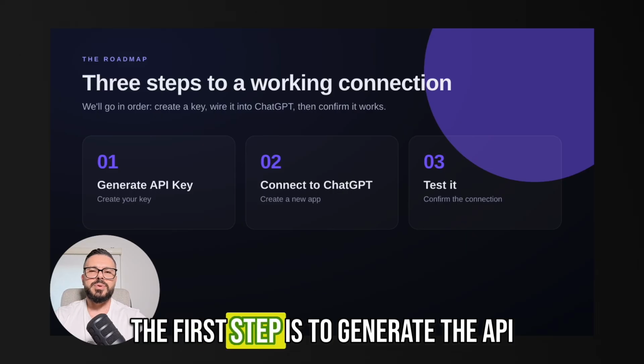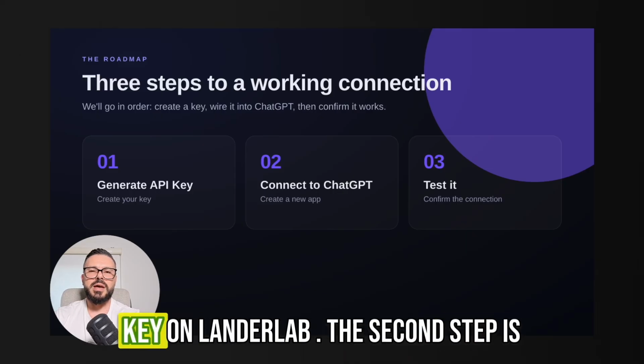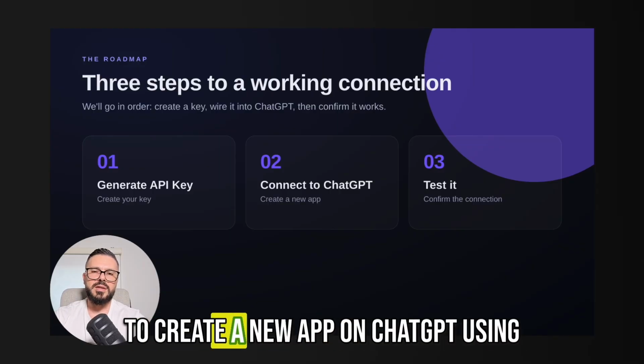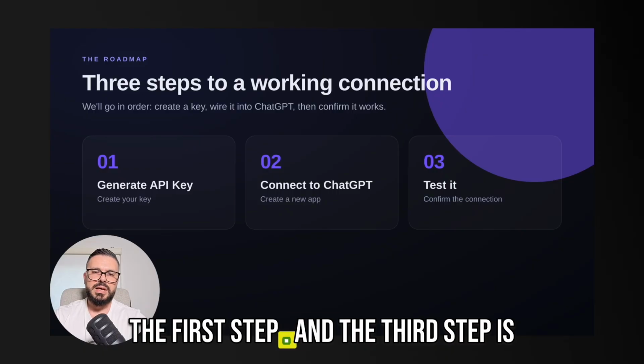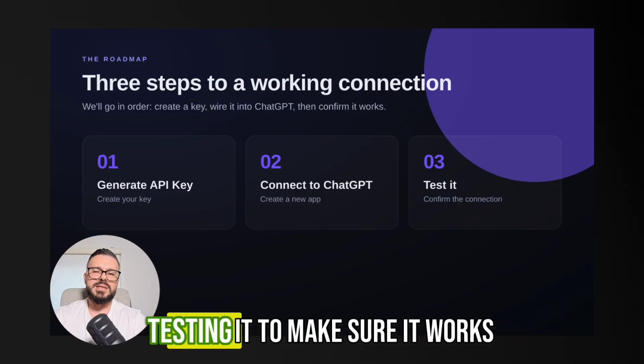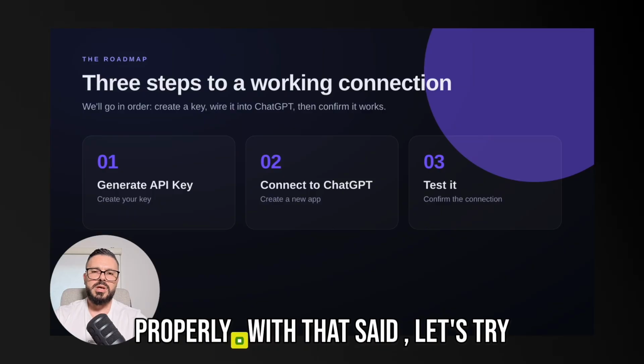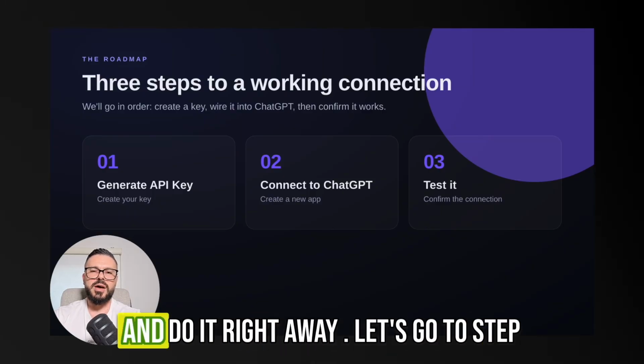The first step is to generate the API key on LanderLab. The second step is to create a new app on ChatGPT using the URL and the API key generated in the first step. And the third step is testing it to make sure it works properly. With that said, let's try and do it right away.